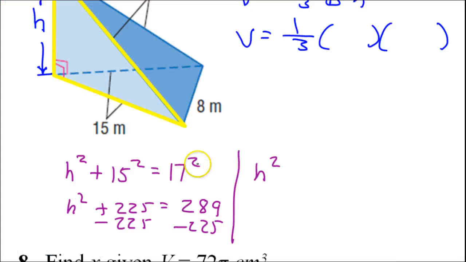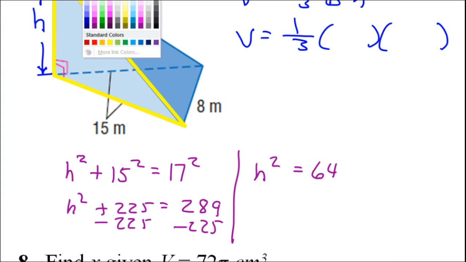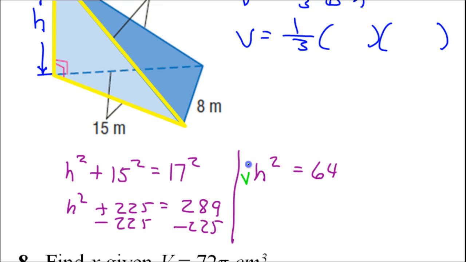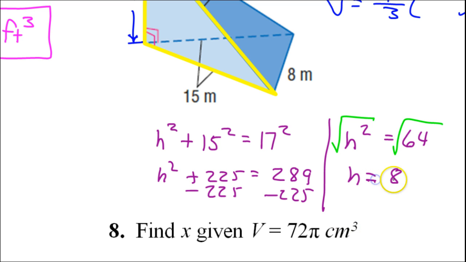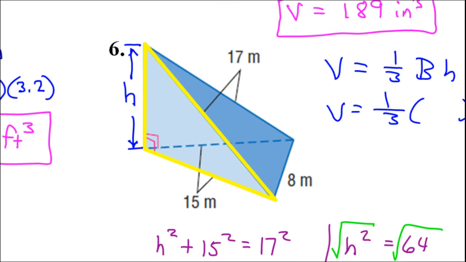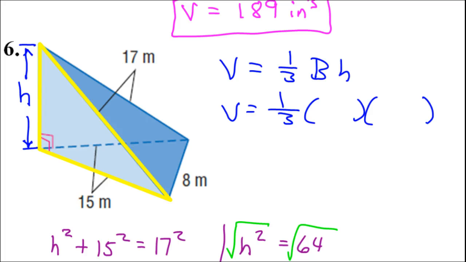$64. So 8 squared is equal to 64. Of course, then we will take the square root of both sides. So that gives us that h is equal to 8. Okay, so we found the height. So now we can go ahead and complete the volume.